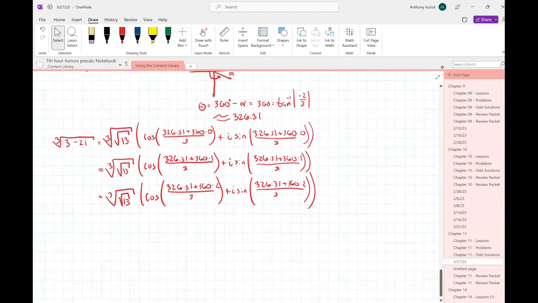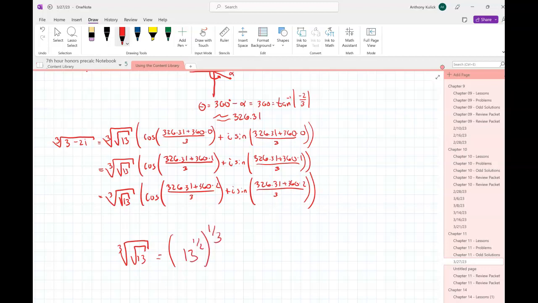Okay, so let's simplify this a little bit. What's the cube root of the square root of 13? Well, remember that a radical is the same thing as a fractional exponent, right? So that's really 13 to the 1/2 to the 1/3. Now, how do I do an exponent of an exponent like that? You multiply the exponents. So 1/3 times 1/2 is 1/6. So that'll be the 6th root of 13.